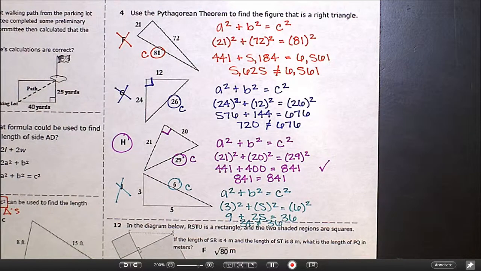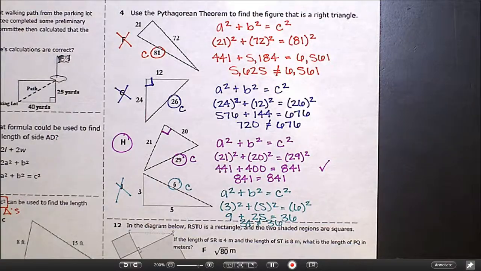I'd like for you now to look at number 9. You're only doing number 9. It's very similar, it's just in word problem form. So you're testing to see whether these numbers form a right triangle. When you're finished with number 9, please bring it to me for a stamp, and then we will continue with the video.